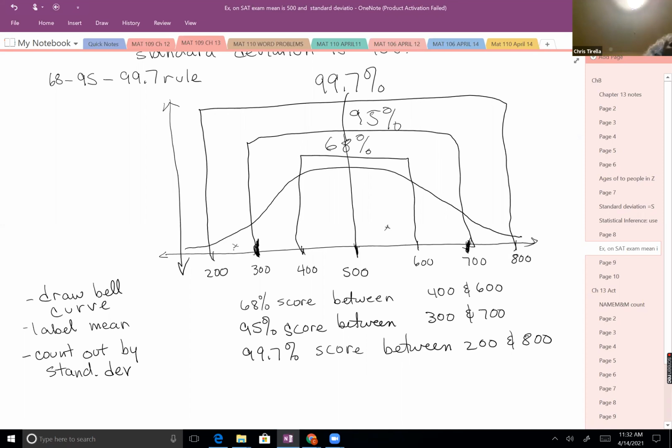But having this, can you guys kind of sort of wrap your minds around what this 68, 95, 99.7% rule says? Any questions? Can you guys hear me? I don't have any questions.